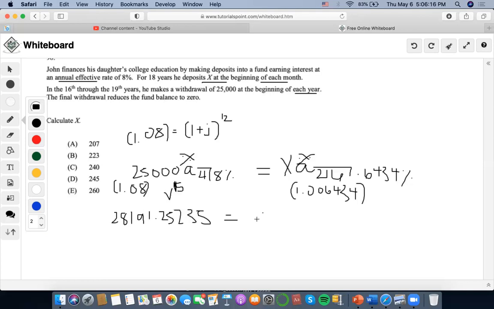It's going to be X times 117.28. Now we're going to calculate X. So we divide this by 117.28, and we get 240.37 as the answer, which makes C the answer.